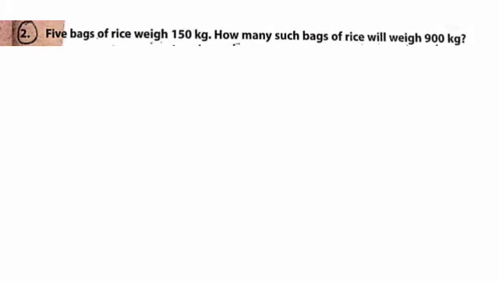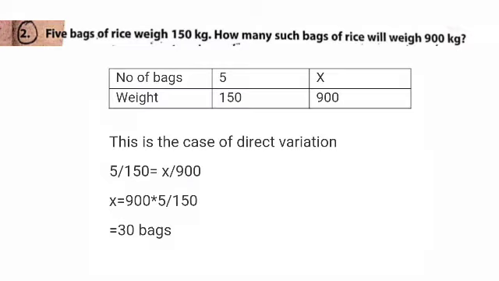Just by making tables, write both the quantities and write that this is the case of direct variation, and put their ratio constant, and one is given, find out the other.